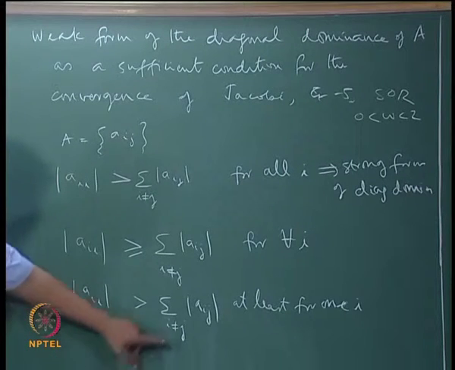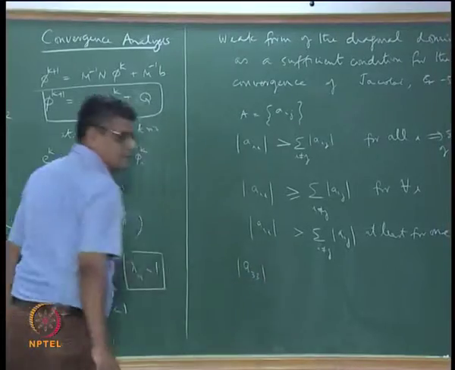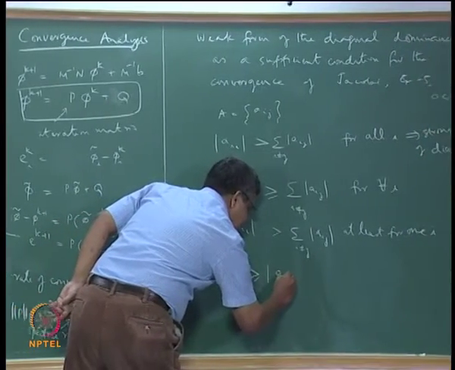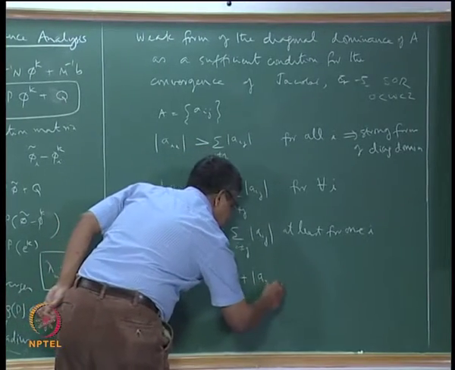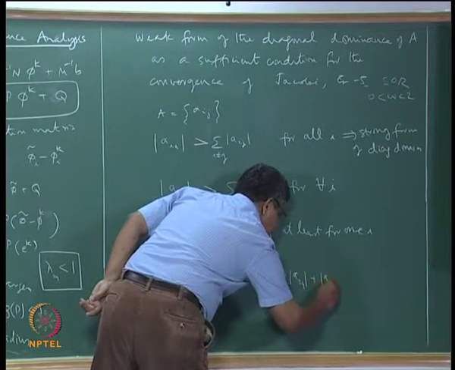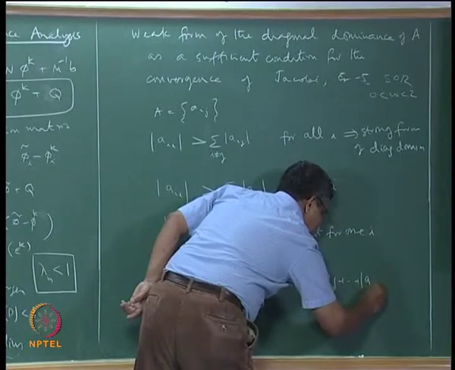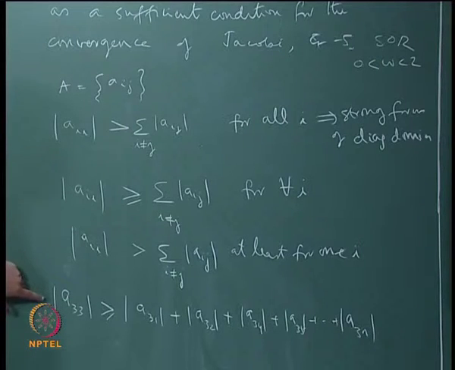And we should keep in mind that we are talking about the magnitudes. For example, if you take the third row, then the magnitude of A33 must be greater than or equal to the modulus of A31 plus modulus of A32 plus A34 plus mod of A35 plus so on up to A3n. So this is the condition for the third row.